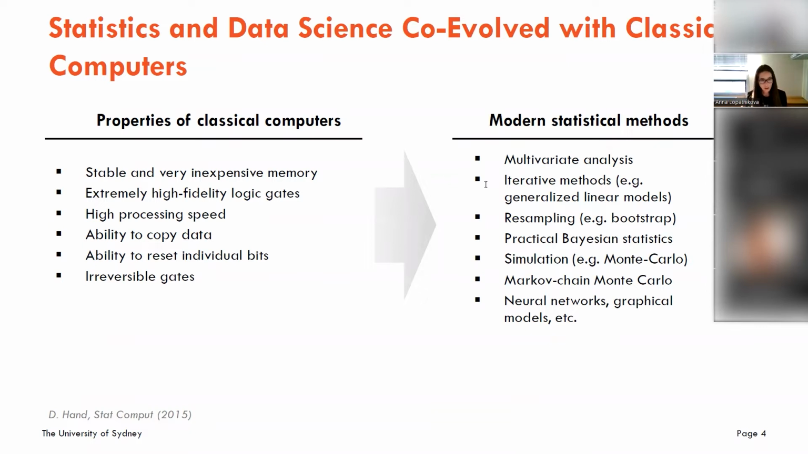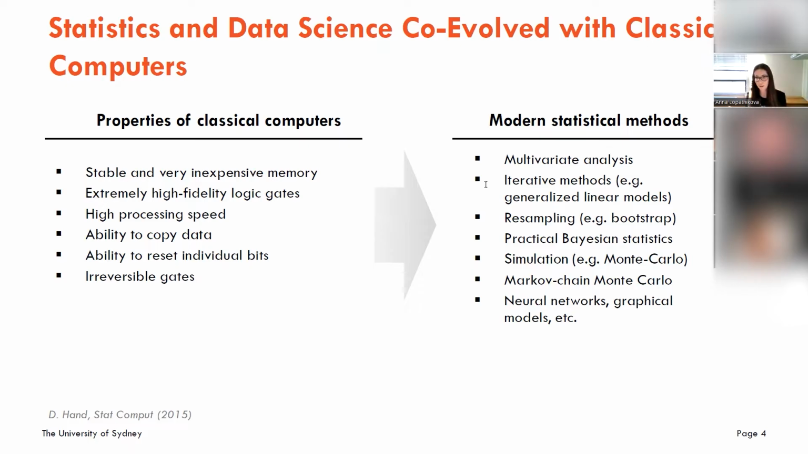We can easily list some of the properties of classical computers, such as stable and very inexpensive memory, extremely high fidelity logic gates, and high processing speed compared to the previous mechanical computers or just doing things by hand as people used to do. But there are some fundamental properties of classical computers that we're so used to that we take them for granted. We think this is how computing is. For example, the ability to copy data. Our computers can do it easily, but it's actually not a given. And a lot of the methods we use, like iterative methods or sampling, depend fundamentally on the ability to copy data. The ability to reset individual bits is the same thing.